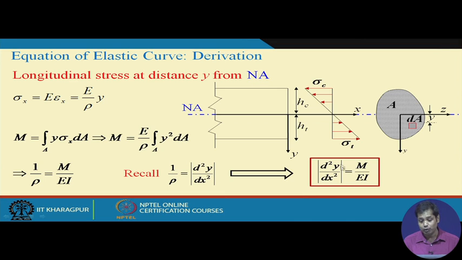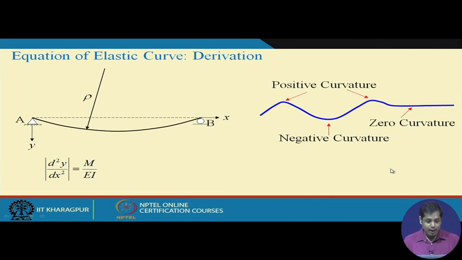Now, let us see what would be the sign of this. This is our deflected shape. Now, how do we define the sign of curvature? For instance, this line shows different curvatures. If the curve is like this, the curvature is positive. If the curve is like this, the curvature is negative. And if it is a straight line, then curvature is 0. Now, we assumed when moment is positive, then the deflected shape is this, right? So, when moment is positive, the deflected shape is this, meaning curvature is negative.